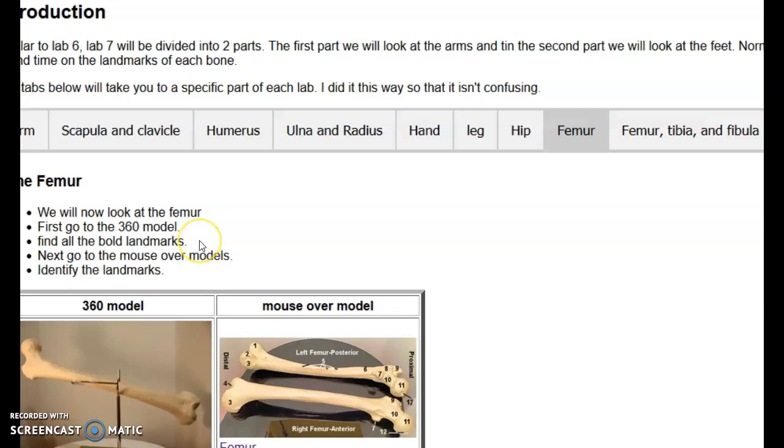Welcome to the next part of our lab on the appendicular skeleton. We're going to be looking at the femur. First, we are going to look at the rotating model. You're going to try to find the landmarks listed on the left-hand side. Then you're going to use the mouse over model and see if you can identify the landmarks, and then mouse over to see if you are correct.